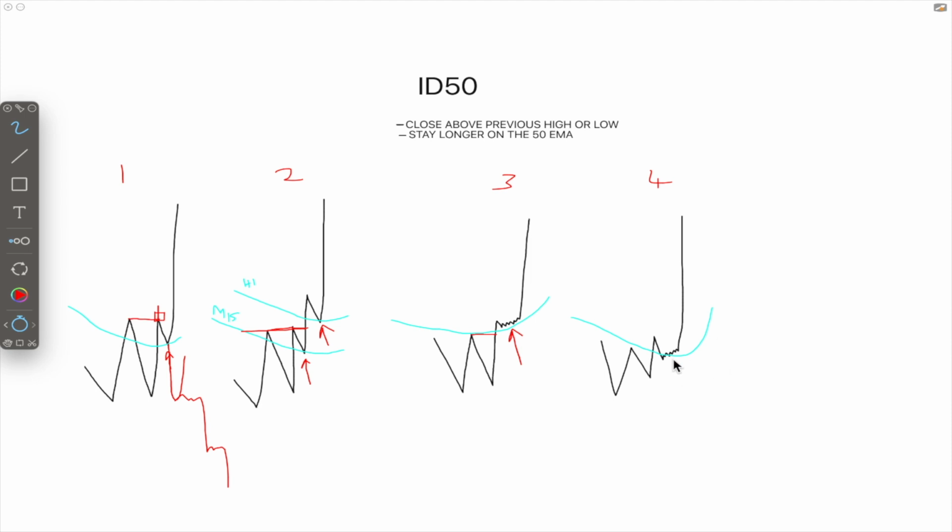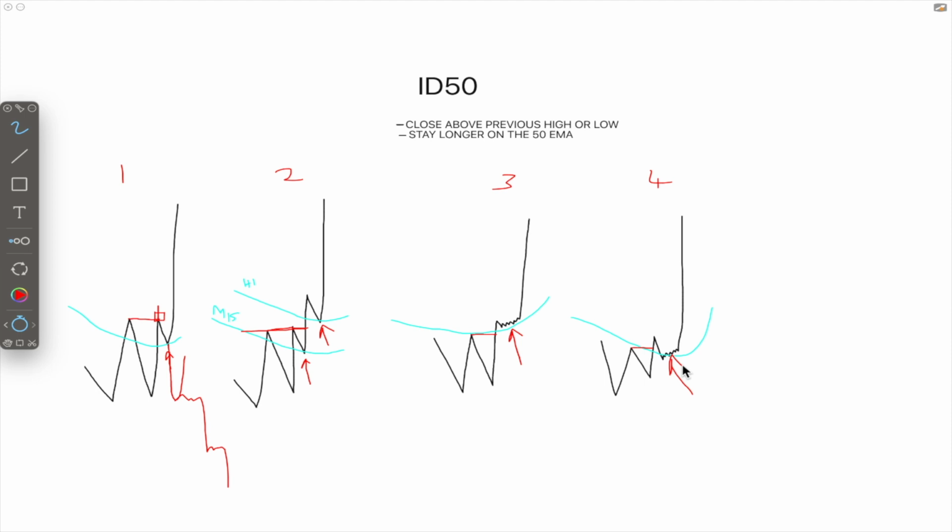Same applies with this one right here. It breaks the high, then comes back to the 50 and stays for a little while. Now a little while can be at least 3 candles around that area. If I can see 3 candles, then I'm quite sure this is the kind of trade that I want to trade. So I want to encourage you, trade only the ID50 and you'll see how much your trading will improve.